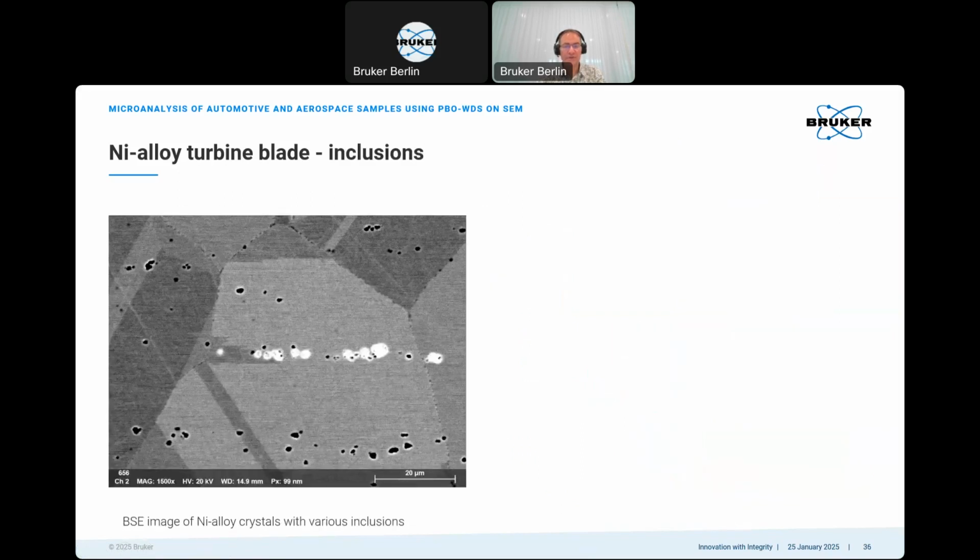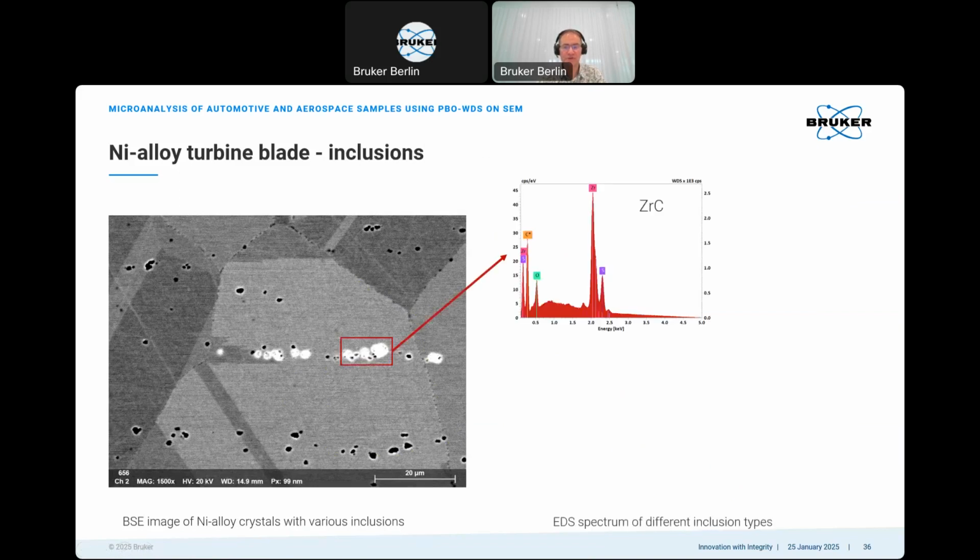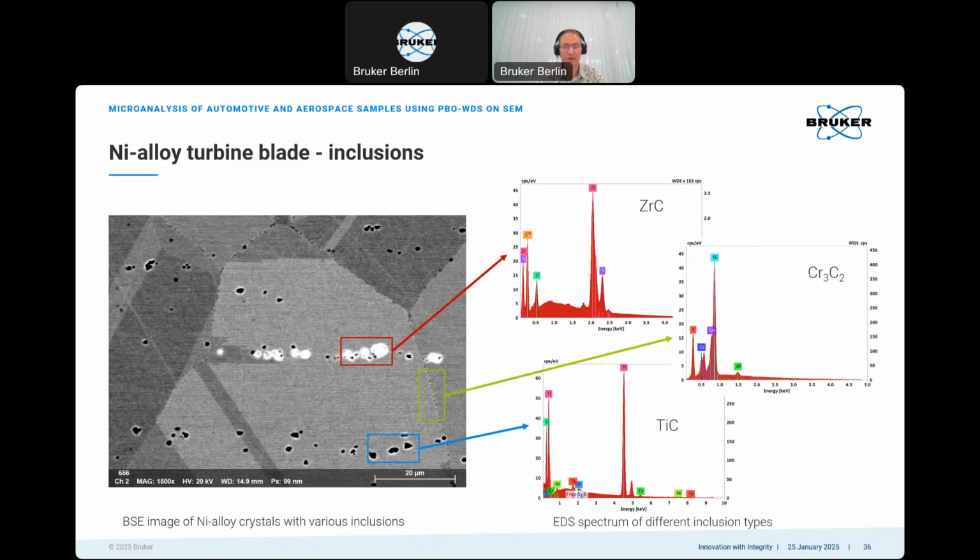What is more interesting than the nickel alloy grains are the inclusions in these samples. And we see here some obvious inclusions, the bright inclusions in the area, and some darker inclusions, and also some very tiny inclusions on the borders of the grains. So we have three types of inclusions. EDS can already tell us the main components. So we have zircon carbide inclusions, we have titanium carbide inclusions here, and we have trails of chromium carbides.